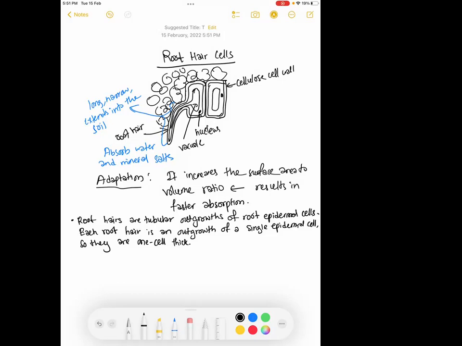All the other points are already written. They're long and narrow, and they extend into the soil. So being long and narrow, this increases the surface area to volume ratio, which results in faster absorption of water and minerals.